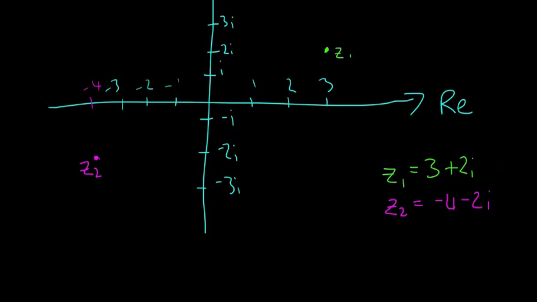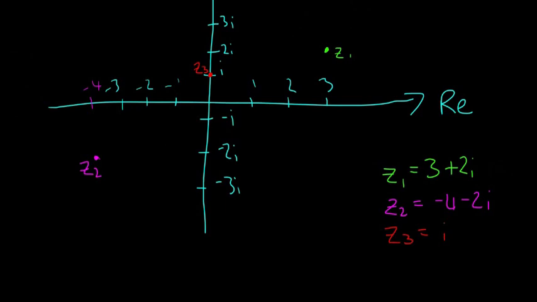Z3 then is our next one. Let me fix this. Z3 is equal to just I. So it's still a complex number. Z3 is just going to be here. It's going to be right on the imaginary axis. There doesn't have to be a real part as well. It can just be I, or it can just be along this axis.